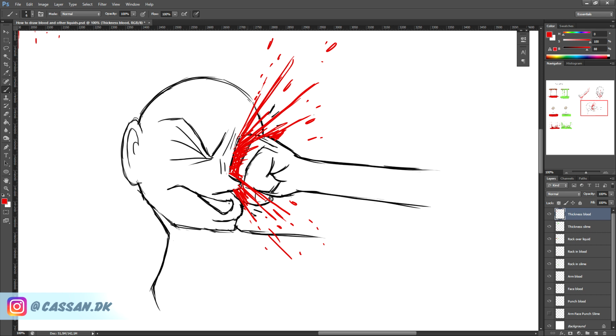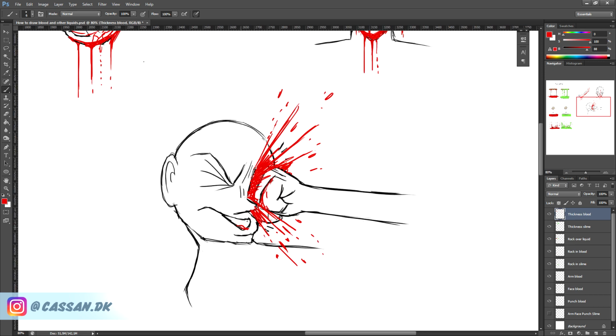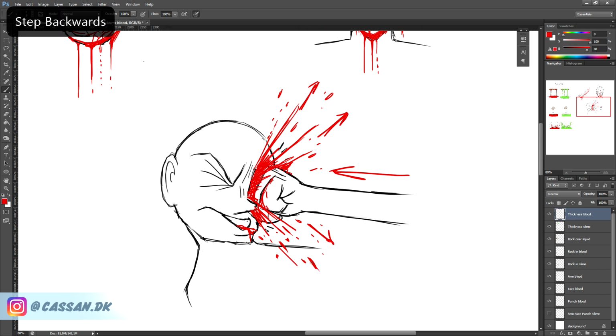And let's add some blood on the fist itself. And a bit from the mouth. And when I talk about speed and velocity, it's all about the direction of the fist, where it comes from, and where the blood explodes into because of this. Imagine the fist goes in and causes the blood to spray into these directions.